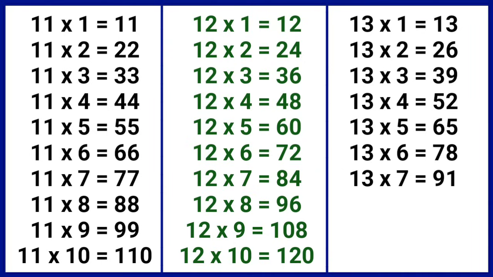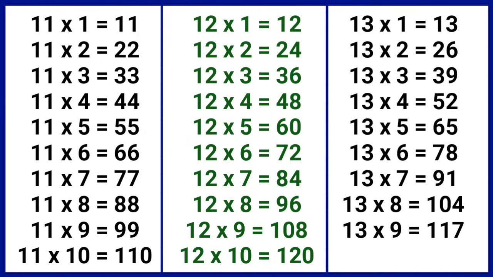13 sevens are 91. 13 eights are 104. 13 nines are 117. 13 tens are 130.